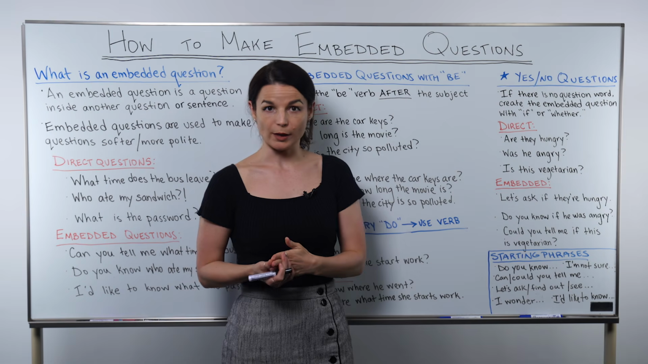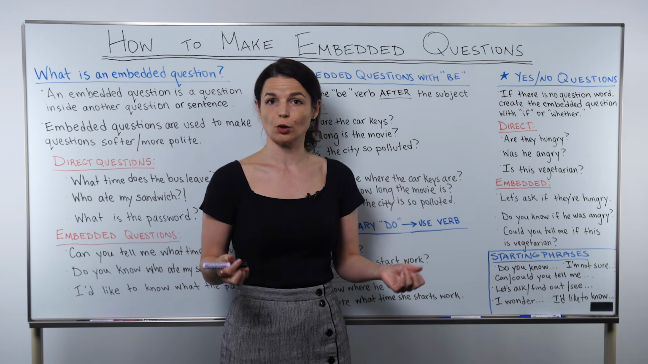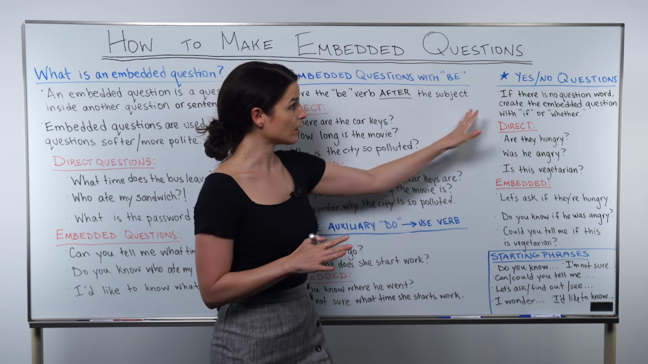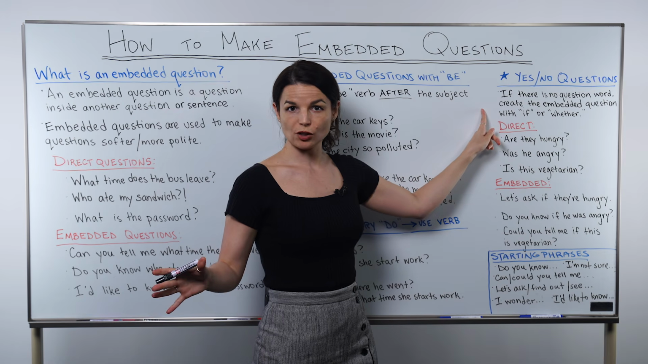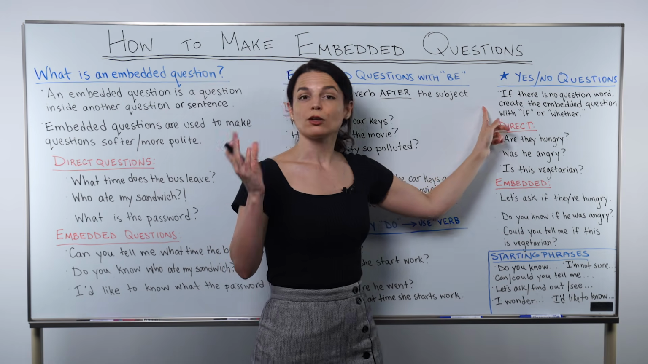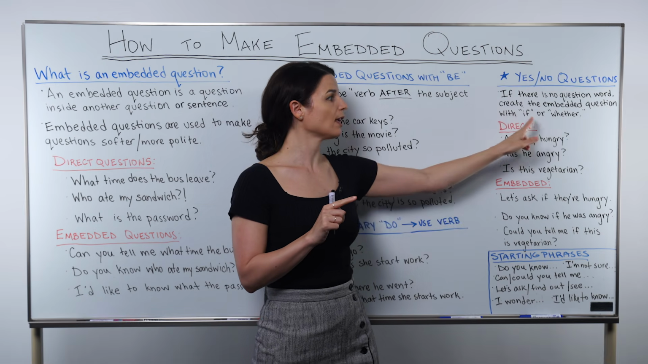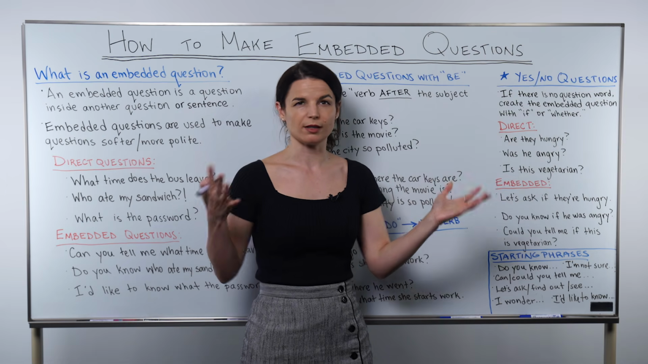Yes or no questions. Sometimes we have questions that don't have a question word, like who, what, where, when, how long, and so on. These are simple yes or no questions. So if there is no question word in the sentence, you can create the embedded question with whether or if. We start the embedded question with that. So what does that look like?